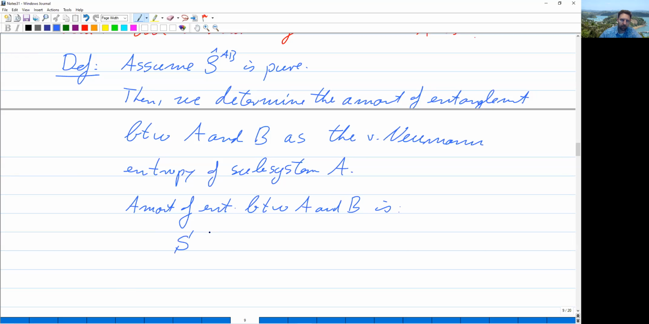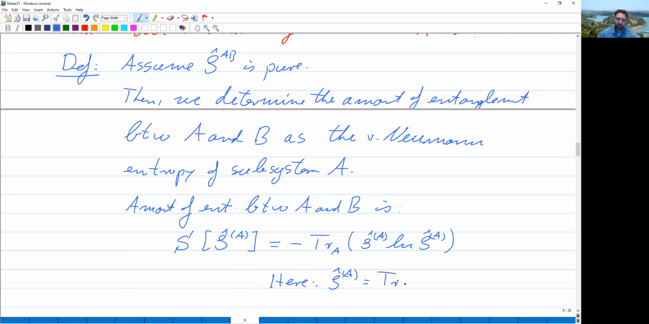S, the von Neumann entropy of rho hat of system A, which, if you remember, is minus the trace over system A of the density matrix of system A, and then the logarithm of the density matrix of system A. And here, the density matrix of system A, remember, is obtained by tracing over system B the density matrix of system AB, which is the trace over B of omega.